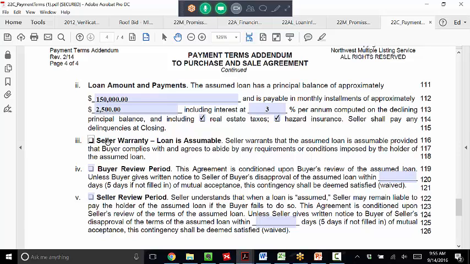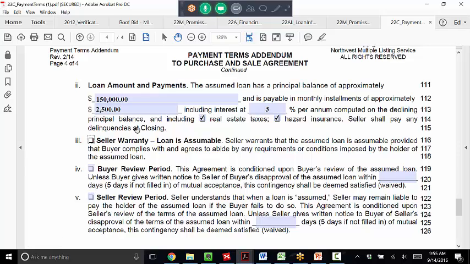Absolutely. Smaller banks, they don't mind making assumable loans, but any loan that is sold in the secondary market cannot have assumability. Buyer review period. This agreement is conditioned upon buyer's review of the assumed loan unless buyer gives written notice to seller of buyer's disapproval of the assumed loan within blank days. Mutual acceptance of this contingency shall be deemed satisfied. Seller review period. Seller understands that when loan is assumed, seller may remain liable to pay the holder of the assumed loan if the buyer fails to do so. This agreement is conditioned upon seller's review of the terms of the assumed loan. Unless seller gives written notice to buyer of seller's disapproval of the terms of the assumed loan within 5 days of mutual acceptance, the contingency shall be deemed satisfied.